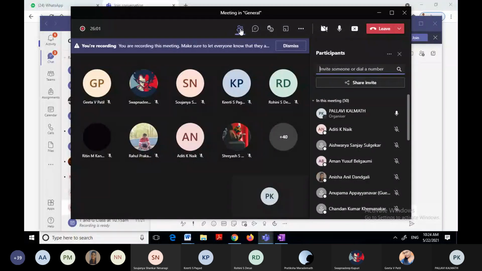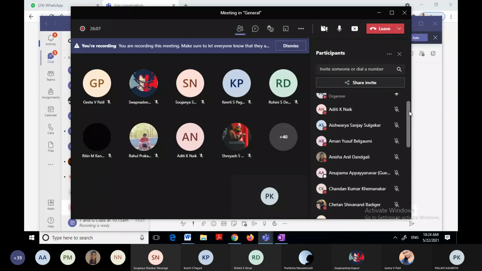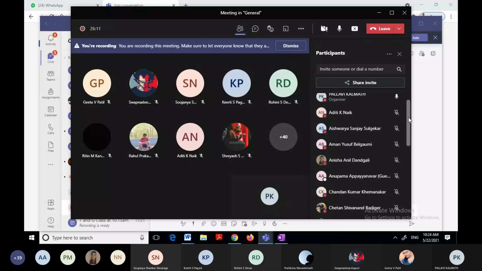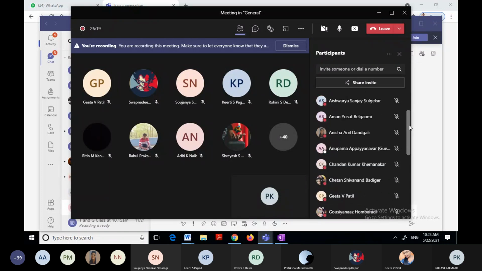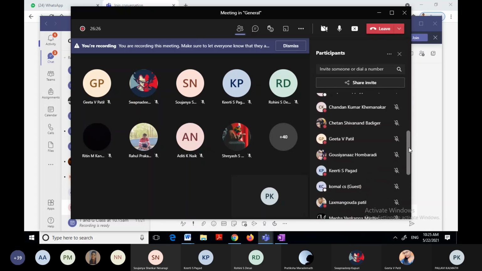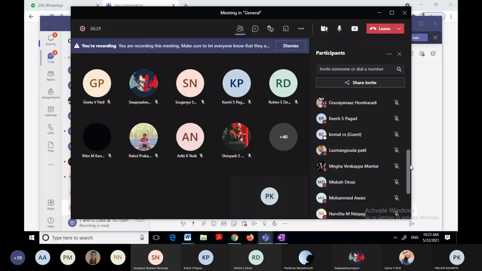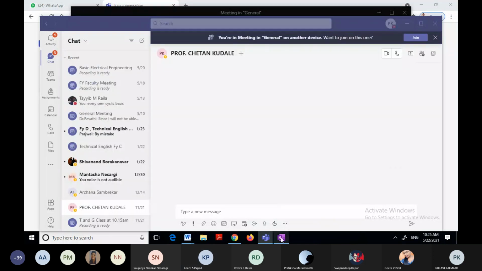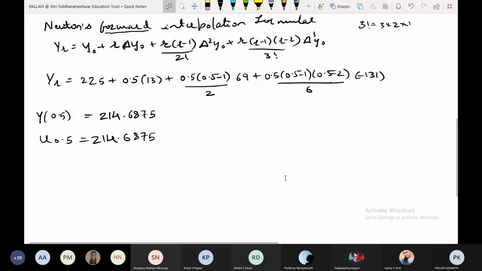As usual, 50 are here. Aman is there. Anupama, yes, ma'am. Geeta, yes, ma'am. Kirti, yes, ma'am. Okay, is there any doubt in this example, was it clear?